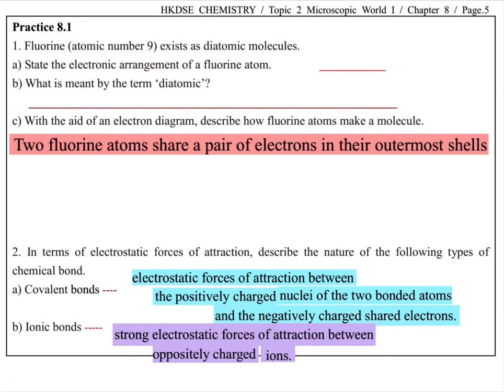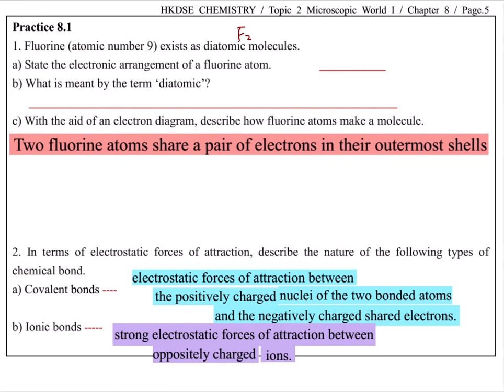Okay, let's do practice 8.1. So fluorine, let's do it together. Fluorine atomic number 9 exists as diatomic molecule. Diatomic molecules means 2F, F2. 2F inside of one molecule, so it is F2.